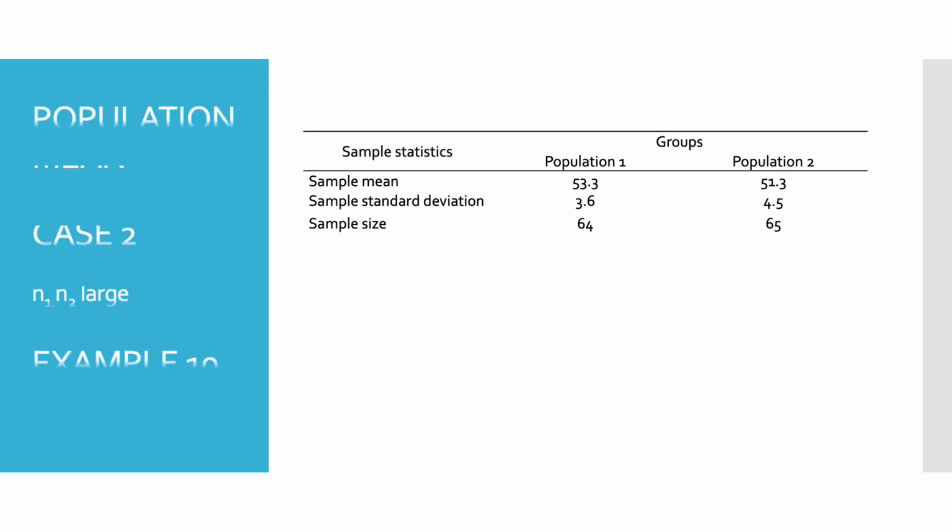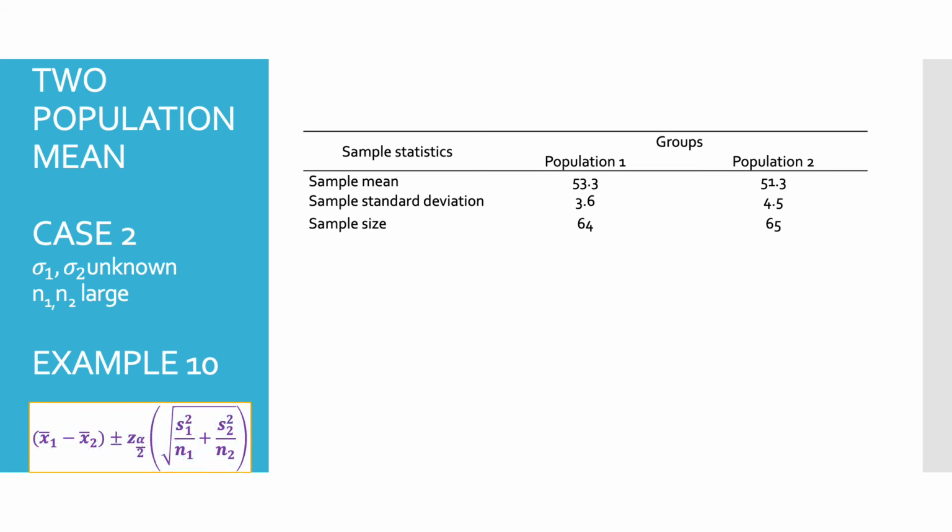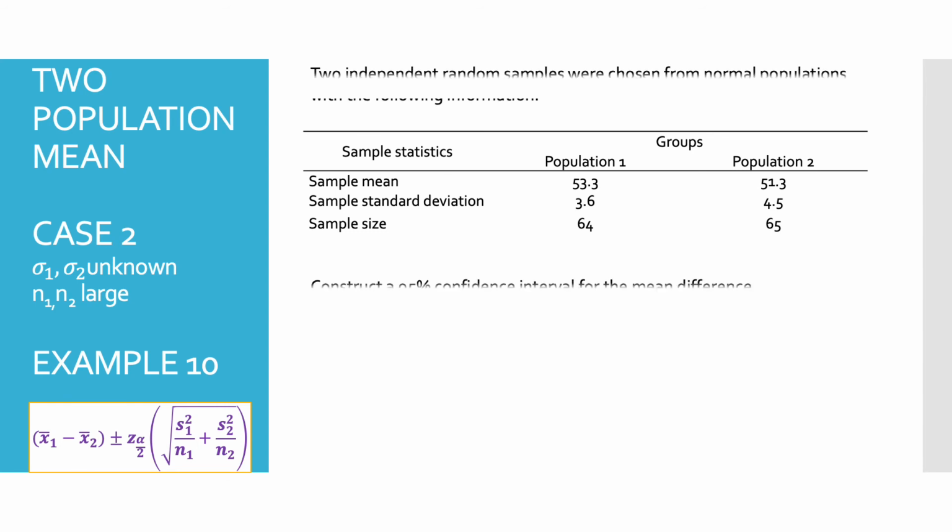Now look at case number 2. Sigma 1 square and sigma 2 square are unknown, but our n are large. Also, based on this example, look at the information given. We are only given the sample standard deviation, not the population. So we don't know the value of the population standard deviation or population variance. And look at the sample size for both populations: they are greater than 30.